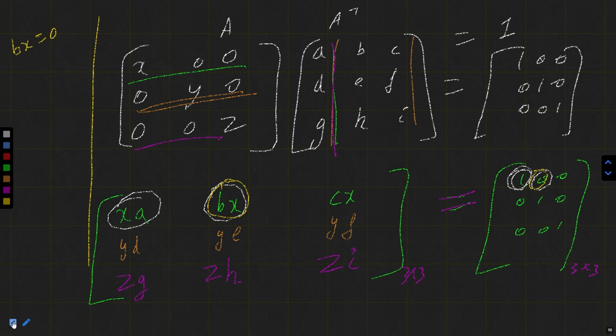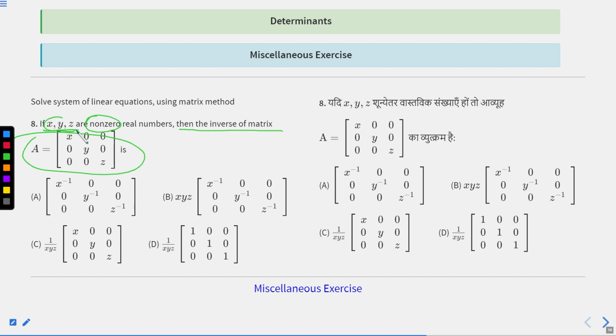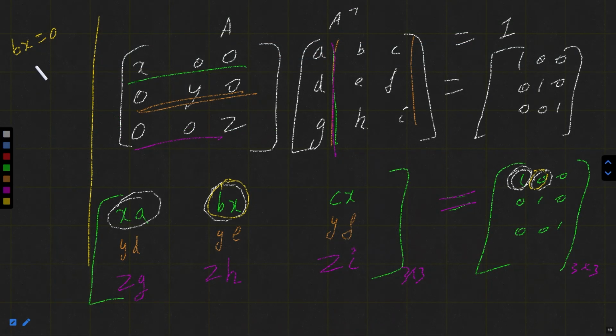And one piece of information is very clear, that x, y, z are non-zero. This means x is not equal to 0, y is not equal to 0, z is not equal to 0. So I can divide by x on both sides, and you will get b is 0. So far so good. We got that b is 0. The same thing applies over here. So cx is also 0, and we already have x is not 0, so c is also 0.